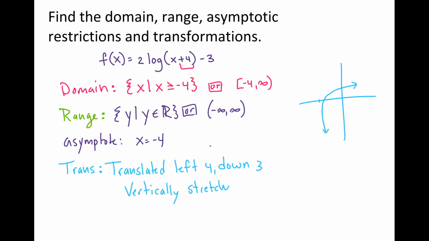Wait, so the asymptote, that's like the restriction? Asymptotic restriction, it's basically just asking where is the asymptote. That's all it's asking. Wait, how is that negative 4? There's a line right there. Oh, why is it? Okay.